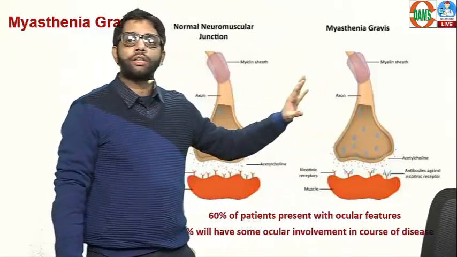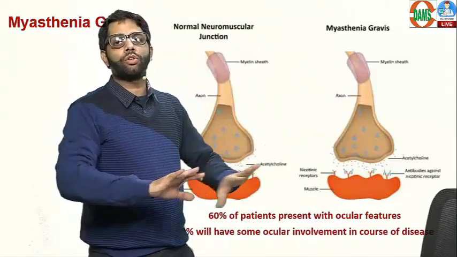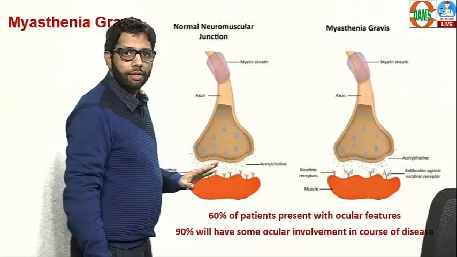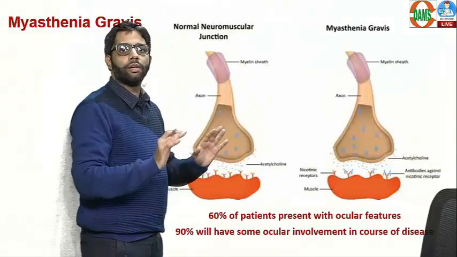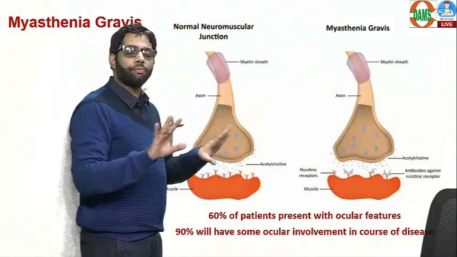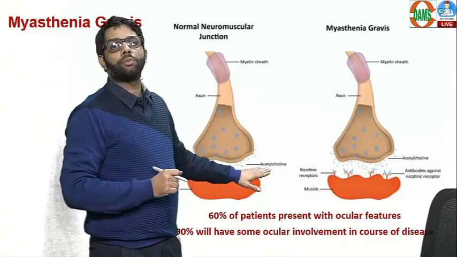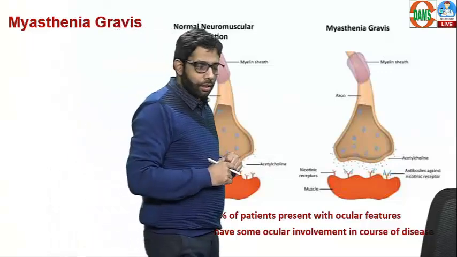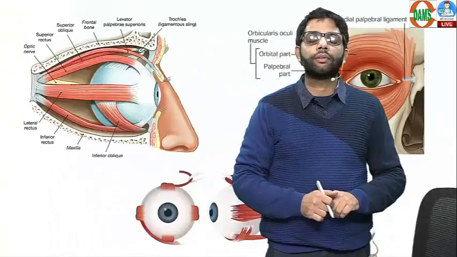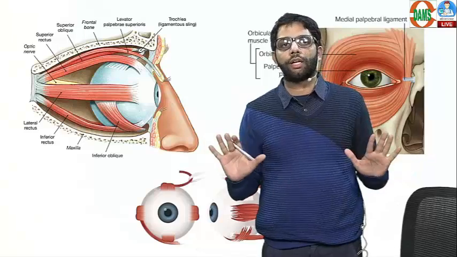And 90% of patients have an ophthalmic problem in the course of myasthenia gravis. 60% will present with an ocular problem. 90% will have an eye problem at some point in myasthenia gravis. So there is a decrease in acetylcholine at the neuromuscular junction. So what will happen? It will affect the skeletal muscle. It's a problem of skeletal muscles.